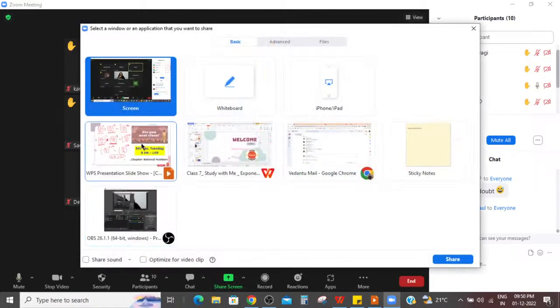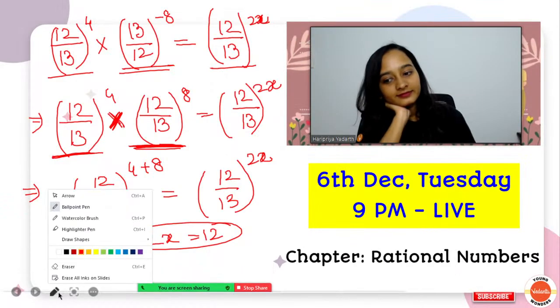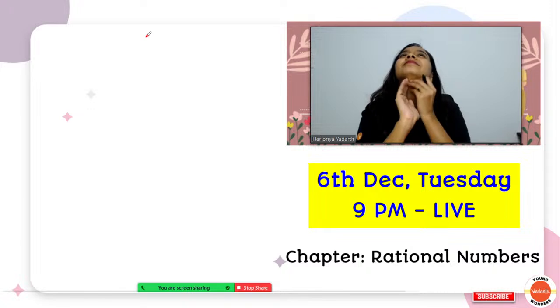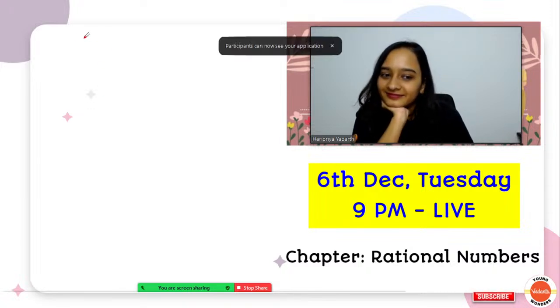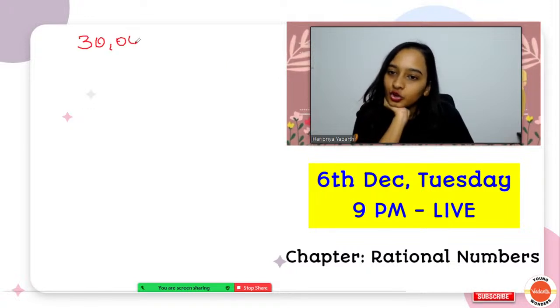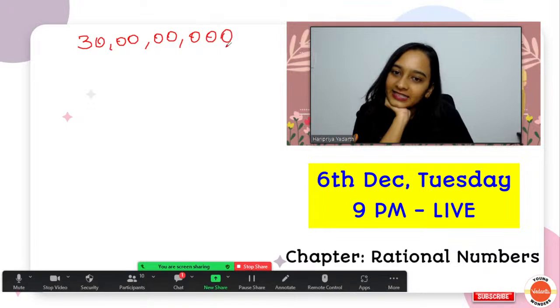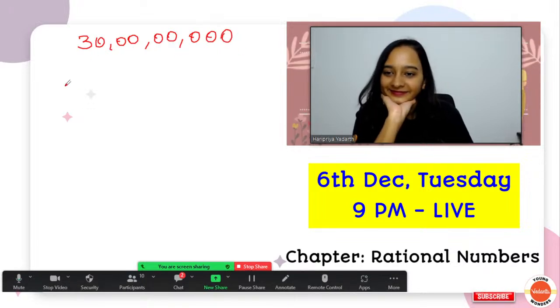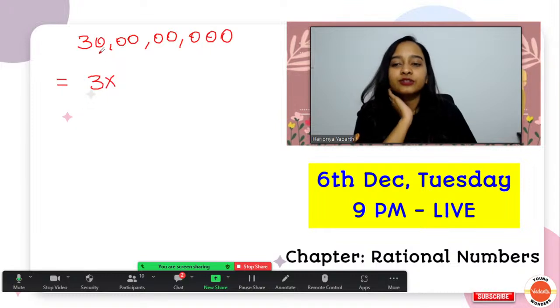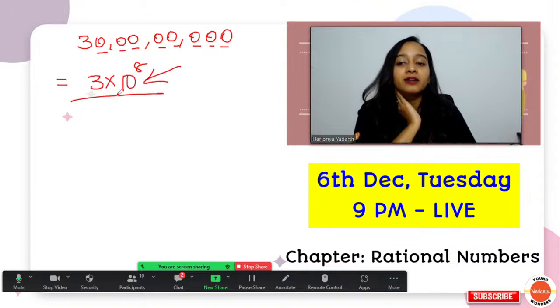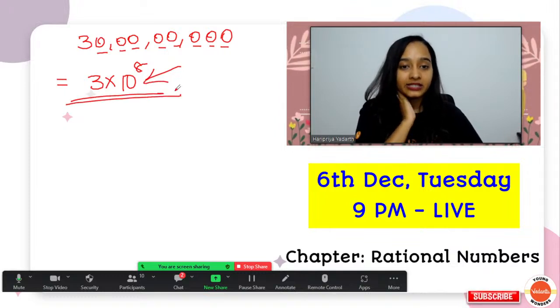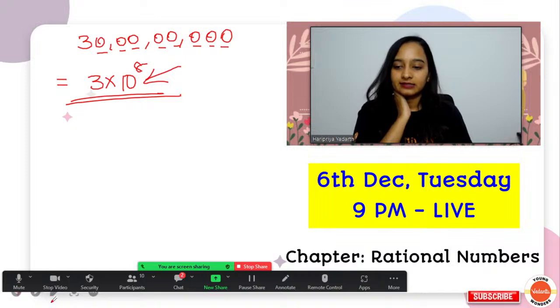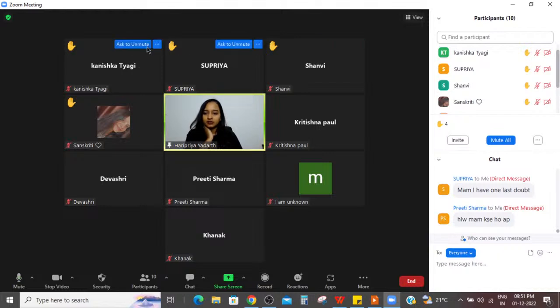Good evening. Ma'am, my question is that knowing that light travels at a speed of 30 crore meter per second, express this speed in scientific notation. Okay, 30 crore. Did I write it correctly? Yes, ma'am. 3 into how many zeros are there? 1 2 3 4 5 6 7 8, 10 to the power 8. This is your exponential form, exponential notation. Okay, ma'am. Yes, ma'am. Let's go, who else is left?